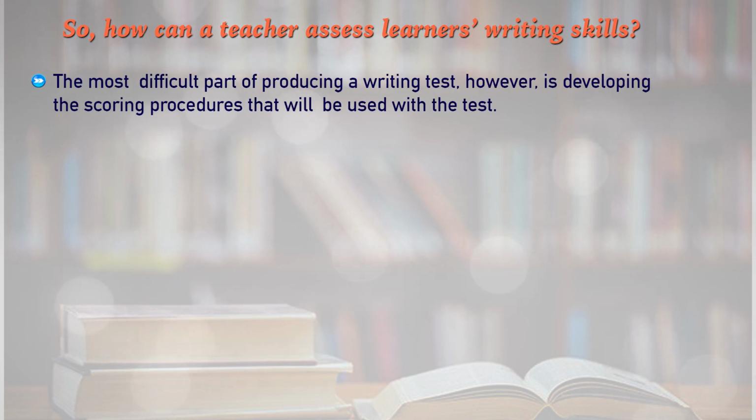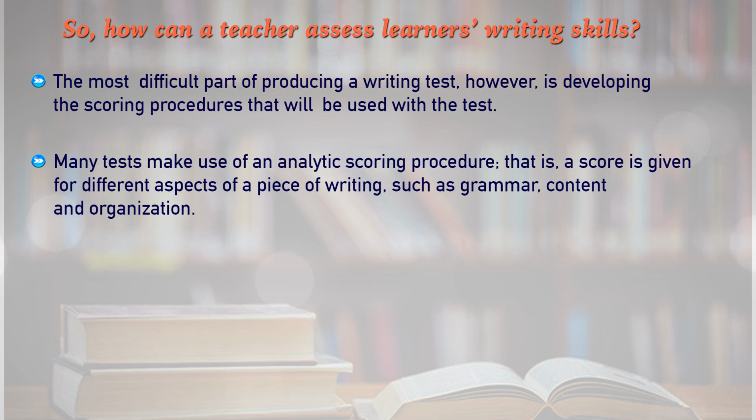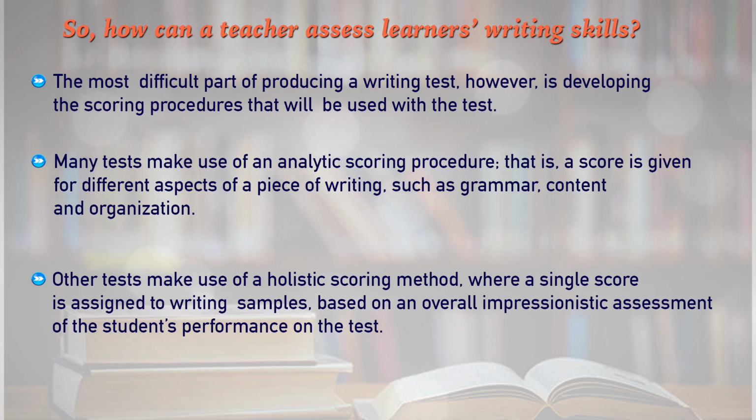The most difficult part of producing a writing test, however, is developing the scoring procedures that will be used with the test. Many tests make use of an analytical scoring procedure. That is, a score is given for different aspects of a piece of writing, such as grammar, content, language, and organization. Other tests make use of a holistic scoring method, where a single score is assigned to writing samples based on an overall impressionistic assessment of the student's performance on the test.